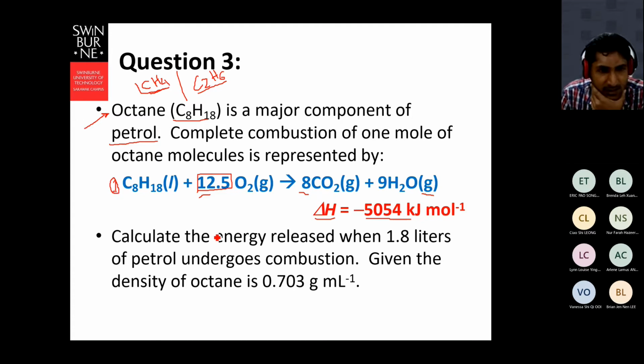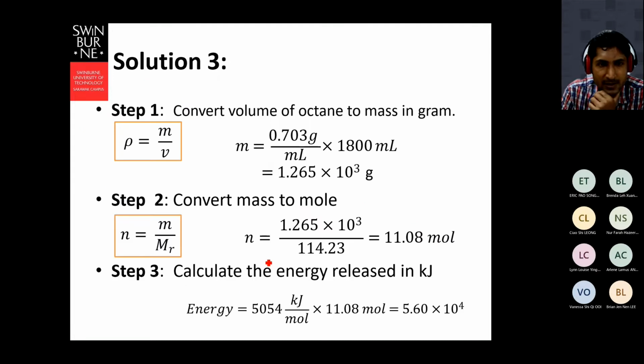Okay, so calculate the energy released when 1.8 liters of petrol undergoes combustion, given the density of octane is 0.703 gram per milliliter. So our octane density is 0.7 gram, and 1.8 liter means how many grams, because we have to know the number of moles. Only then we will find the number of moles, after we convert it to gram.